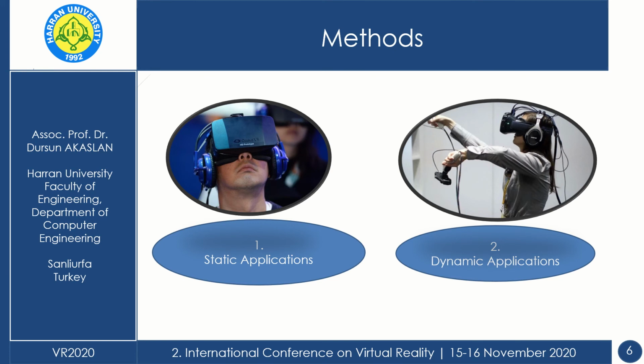There are two types of method for virtual reality: static applications and dynamic applications. We can use virtual reality glasses just to watch the virtual world. Moreover, we can even control the virtual role. For example, we can control the avatar in the virtual world by using a controller, a movement controller or something like that. It is just a choice.